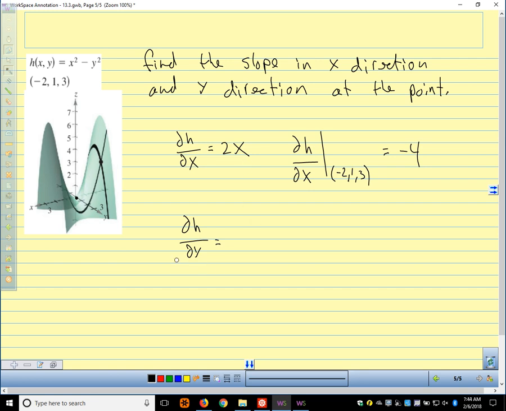Partial with respect to y. So we're treating x as a constant. Negative 2y. X is a constant, derivative of a constant is 0. And so the partial with respect to y at negative 2, 1, 3. We're plugging in y equals 1, negative 2. So we expected both to be negative.